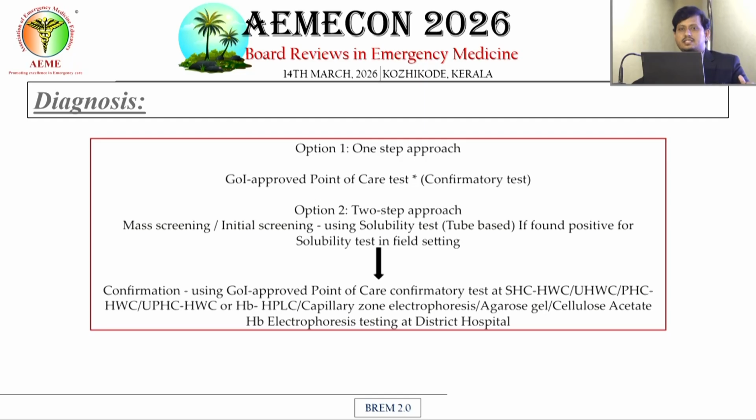The national guidelines say that whenever you want to diagnose, you can follow a two-step criteria. One is that you can directly do the confirmatory test. GOI is nothing but the Government of India approved point of care test, which is the confirmatory test. Or you can go with the screening test and then the confirmatory test. In the screening test, you can use the solubility test to screen the mass public when you want to see whether sickle cell disease is prevalent in a particular community or area. If it is positive, you can go for the confirmatory test.